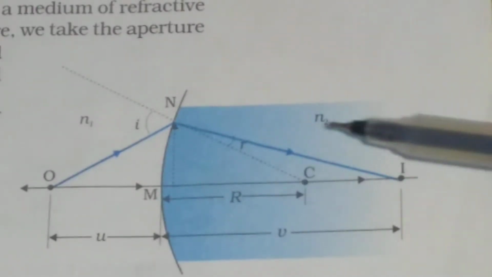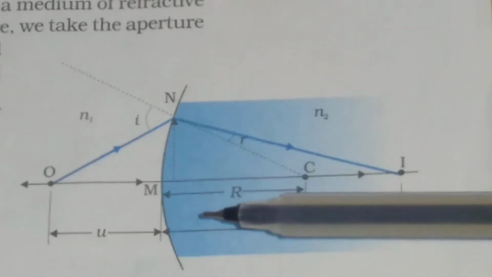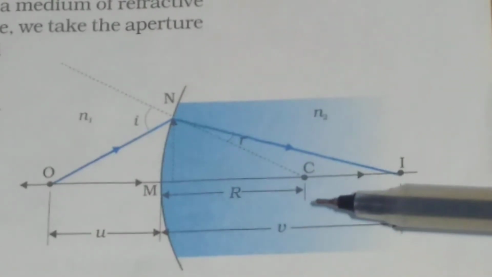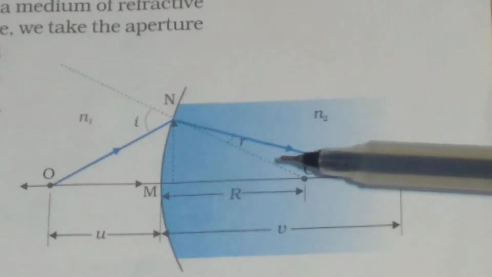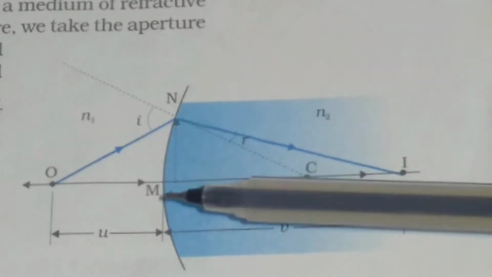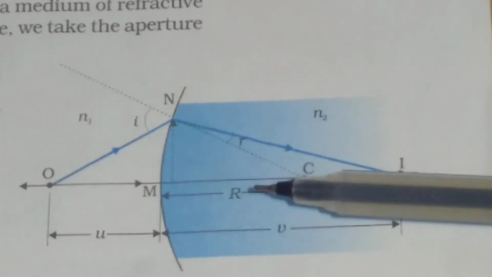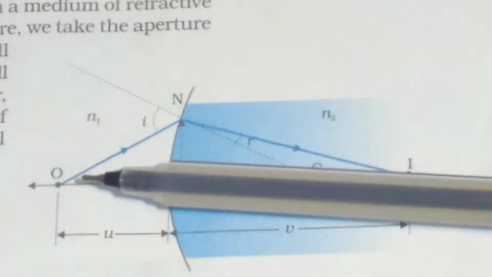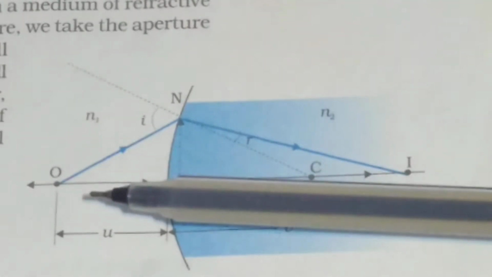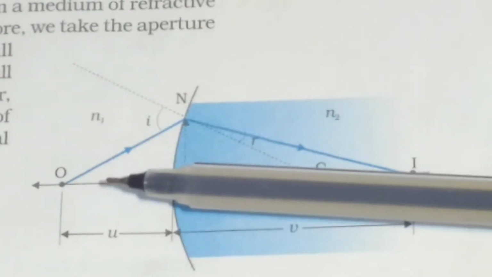Consider a spherical surface as shown in the figure. The center of curvature of the spherical surface is C. The radius of curvature of the spherical surface is R. Suppose O is the object on the principal axis. O is the point object which is on the principal axis.